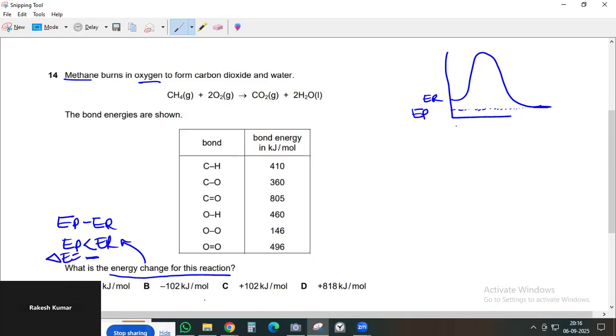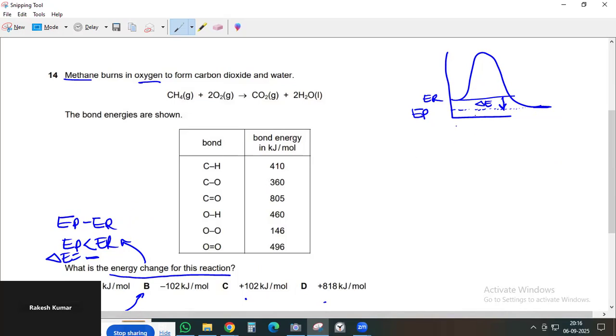So one thing is very clear. It will be one of these two, not these two. This is the first thing you can get before doing the question. You can get some information. This is a fuel, so this is exothermic. Exothermic means EP is lower than ER. The energy of the product is less. This much energy is given out, and that means you go down. That means it becomes negative. That's why it's negative.